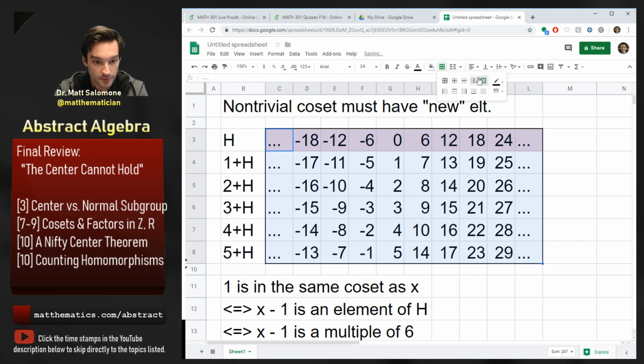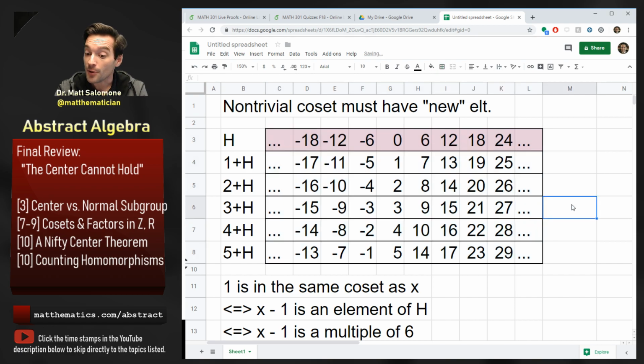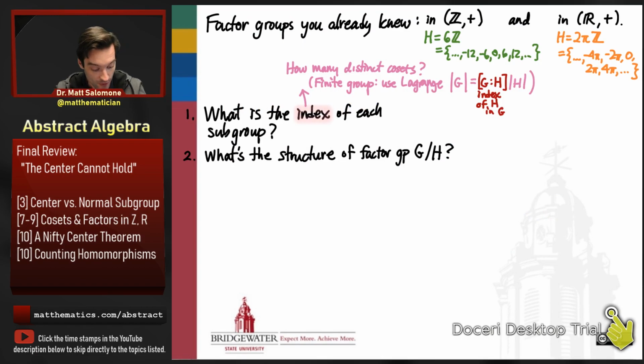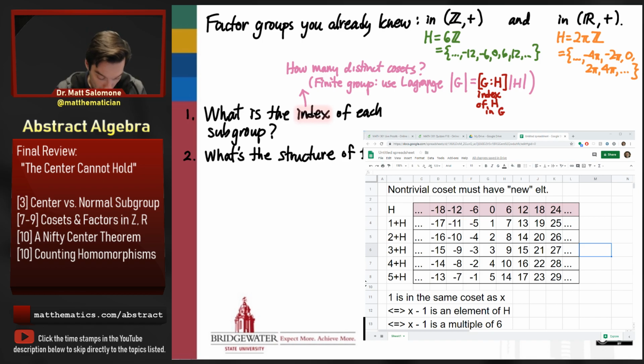So there we go. All right. So there are my cosets for this particular subgroup. Let's come back to the question that I posed here. First of all, what is the index of this subgroup? It's the same as the number of rows that we had in this table. So here's my table again. And so the index in the group of integers, the index of the multiples of 6, is the number of rows that I had in my table, right?